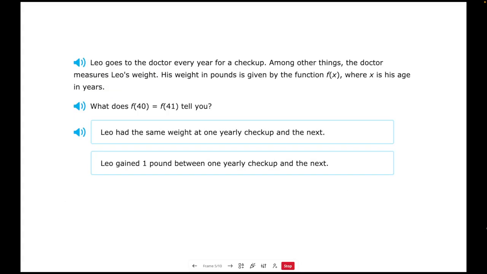Okay, if you want to pause the video to read this problem. All right, now that you've read the problem, it says, what does f of 40 equals f of 41 tell you? So let me write it over here again. Now, remember, what goes in the parentheses is the x value. And they tell us x is his age in years. So here he was age 40, and here he was age 41.